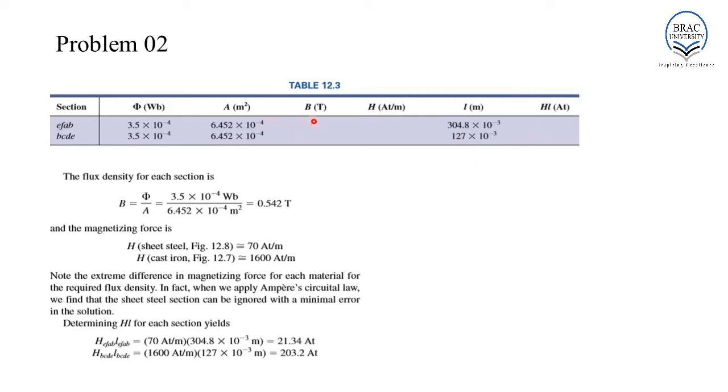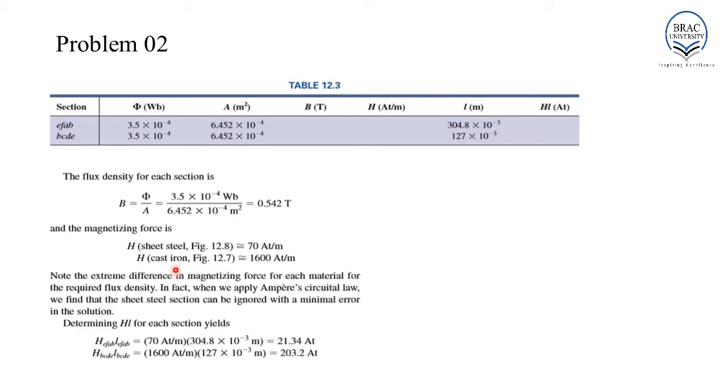So, B will be the same for both the sections because both phi and area of cross section A are the same for both materials. Thus, B will be equal to phi by A equals 0.542 Tesla. The next variable which we need to determine is H. The value of H will be different for the different materials used.